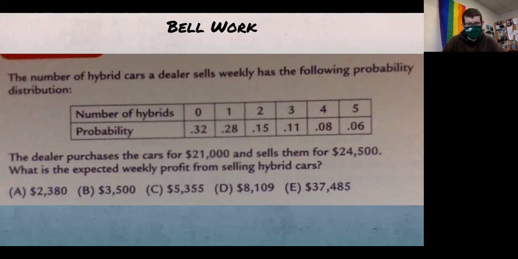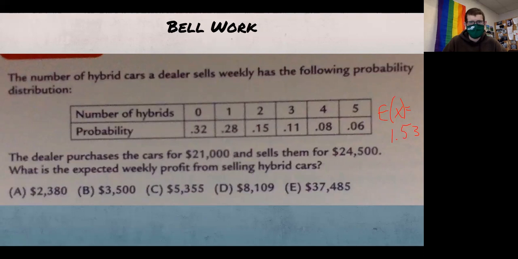Now, when you run your stat calc, your one variable stats, as long as you have a frequency list, make sure that whatever list where you put the probability is your frequency list, and it just gives it to you. So we would expect him to sell 1.53 cars. Okay, so expected value, I'm not writing yet. Expected value of this random variable, I'll call it X, is 1.53.